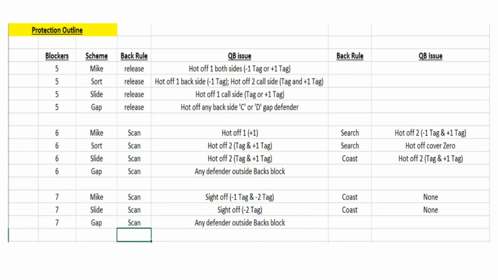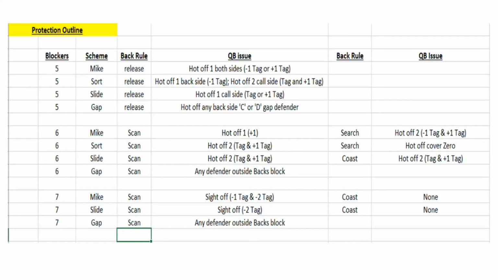Okay, if we want to slide the protection and now have the lineman slide to the Will and leave the quarterback the Mike and the tag, the Mike and the +1, then the quarterback doesn't have to worry about being hot on both sides, because we're going to slide to my backside, handle the Will, and now I just got to worry about the Mike in the box and the Sam backer, nickel Sam, wherever he is. So I'm hot off 1, either the tag or the +1, but I'm hot only one side.